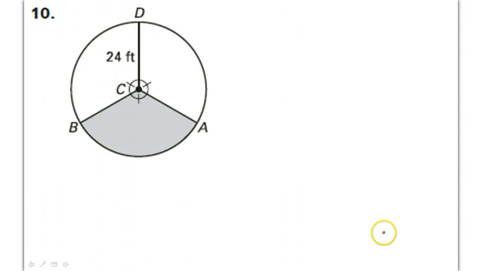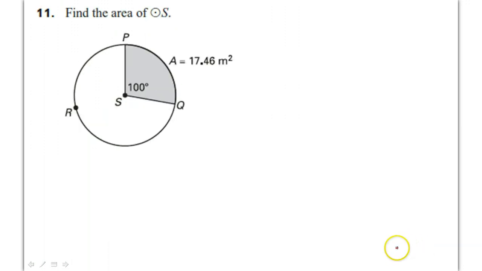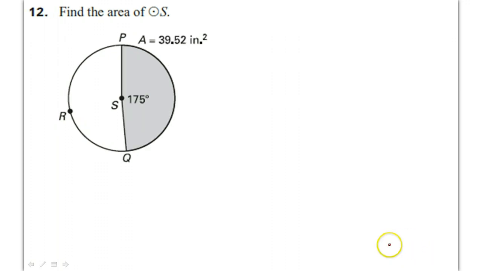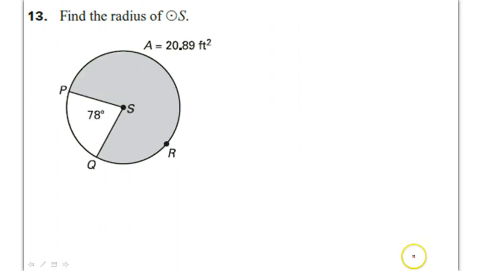Number 10, you should have gotten 603.2. Number 11, you should have gotten 62.9. Number 12, you should have gotten 81.3. And number 13, you should be getting 26.7.